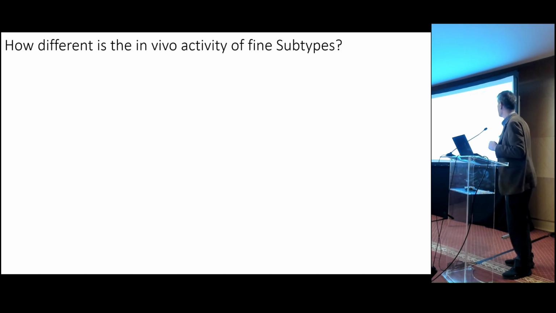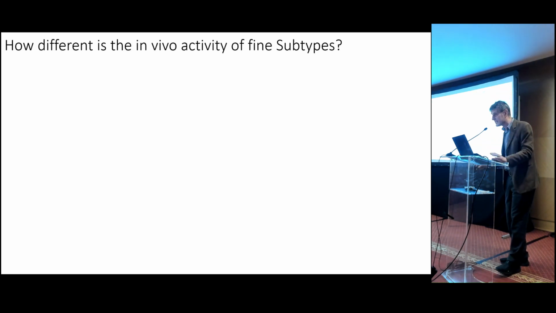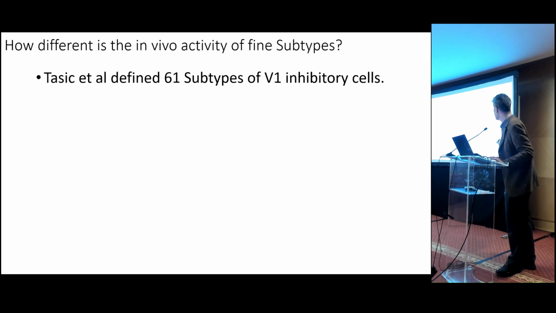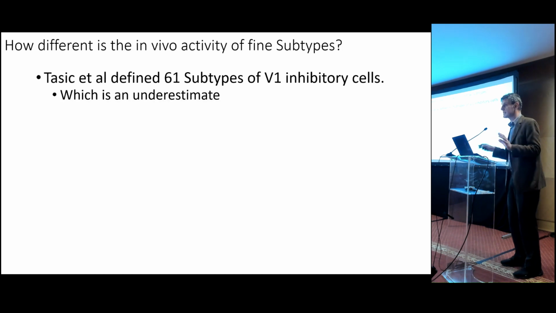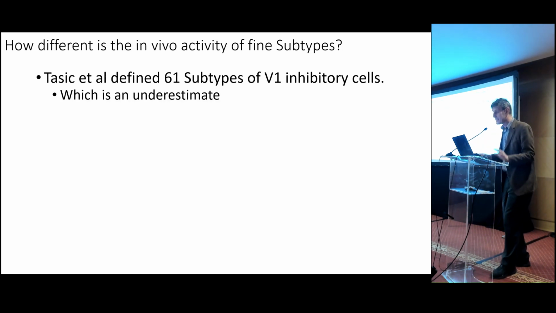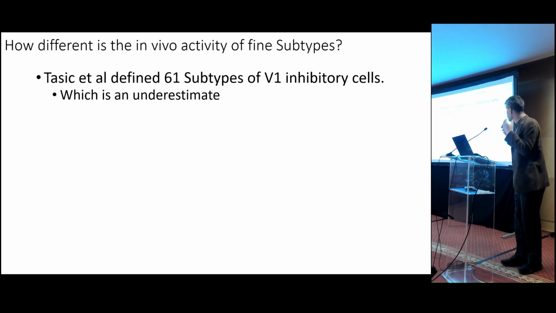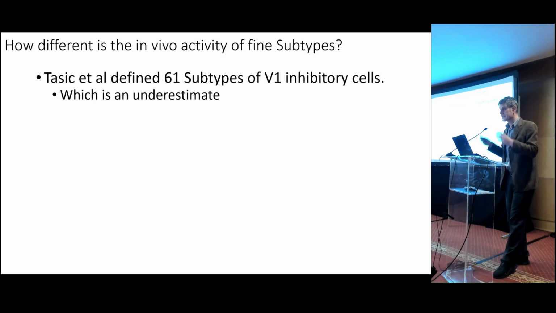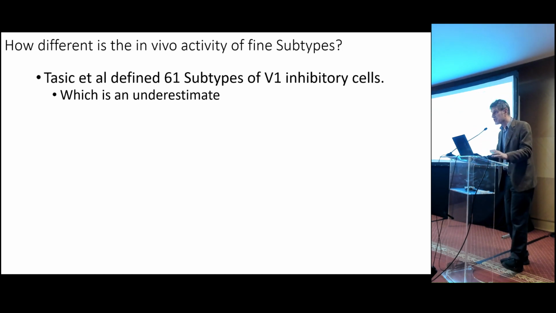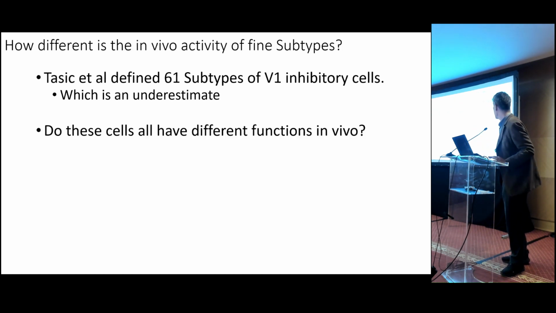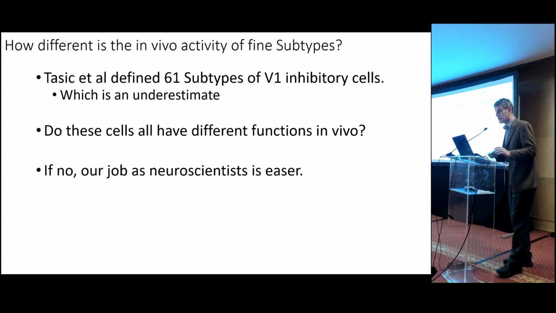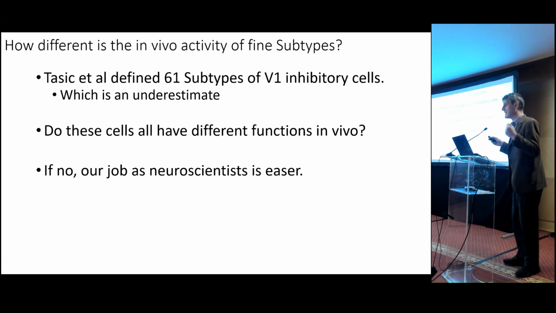What I want to talk about is how different is the in vivo activity of these molecular subtypes. So Paszkowski et al. define 61 subtypes of V1 inhibitory cells by cluster analysis. And this is an underestimate in the sense that within each of these clusters that they found, there's still statistically significant variation in the amount of RNA expressed. The question is, do these cells all have different functions in vivo, meaning different correlates of what they fire with in relation to sensory stimuli, etc.? If the answer is no, then our job as neuroscientists is easier.